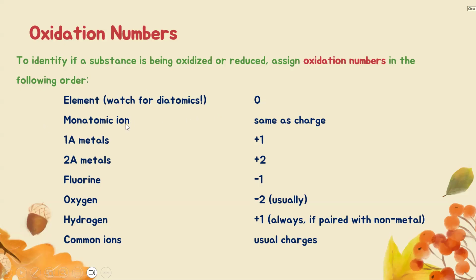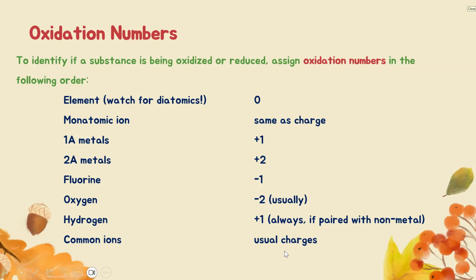We follow that up with monatomic ions, so ions that are just a single atom. Those oxidation numbers are going to be the same as the charge. Now, from here, oxidation numbers and charge can differ. For 1A and 2A metals, they're going to be +1 and +2, which is the same as the charge. Same for fluorine. Again, remember, if you have any of these in their elemental form, that's not true, and their oxidation number is going to be 0. Oxygen is usually -2. A notable exception to that is when it is peroxide, in which case oxygen would be -1. So, for example, H2O2.